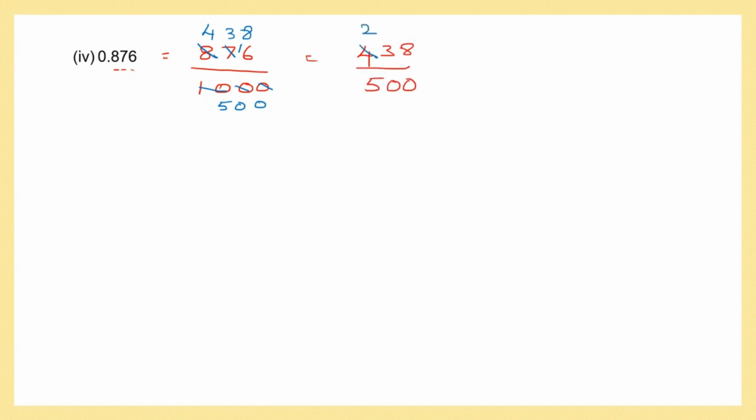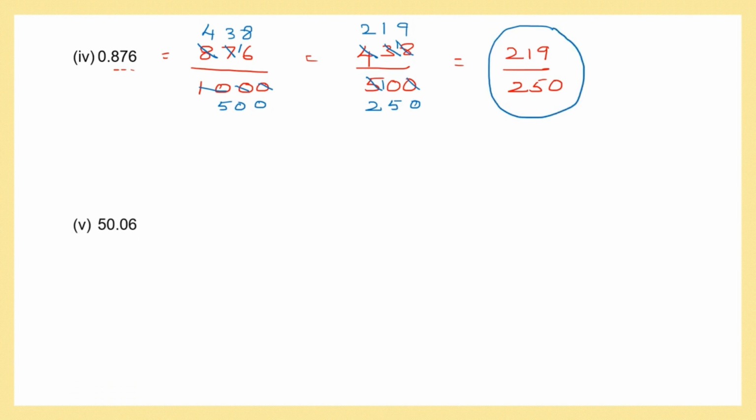2 twos are 4. 2 ones are 2. Carry 1. 2 nines are 18. This also by 2. 2 twos are 4. Carry 1. 2 fives are 10. And bring down the 0. So I've got 219 by 250. Now that will be my final answer. This cannot be reduced further, so this will be my final answer.